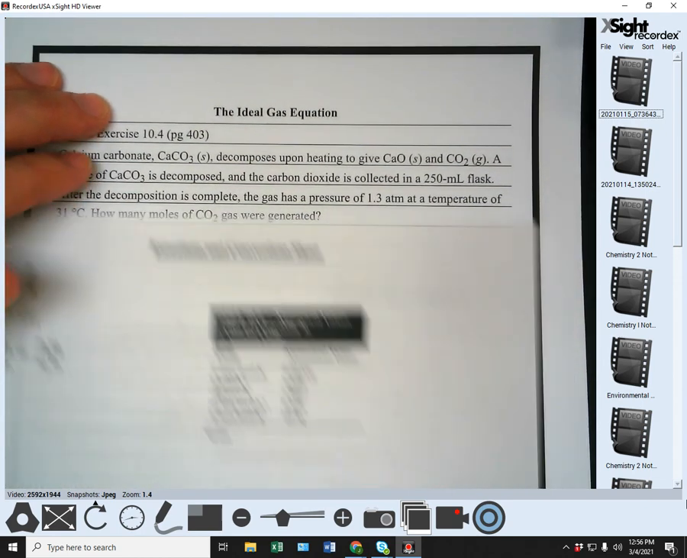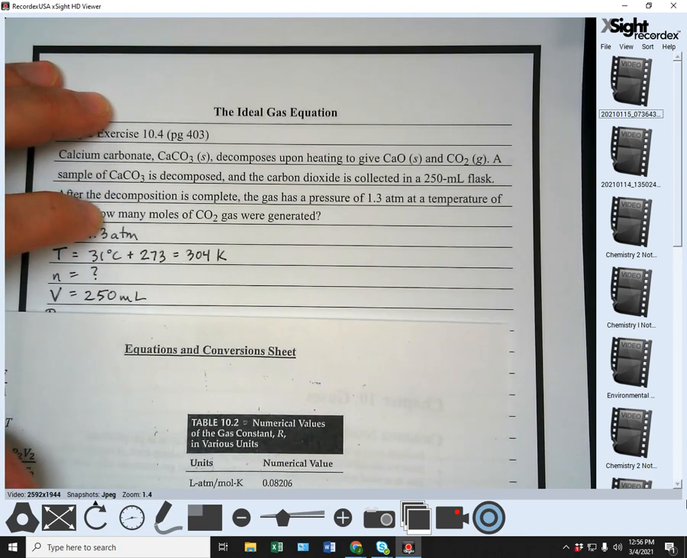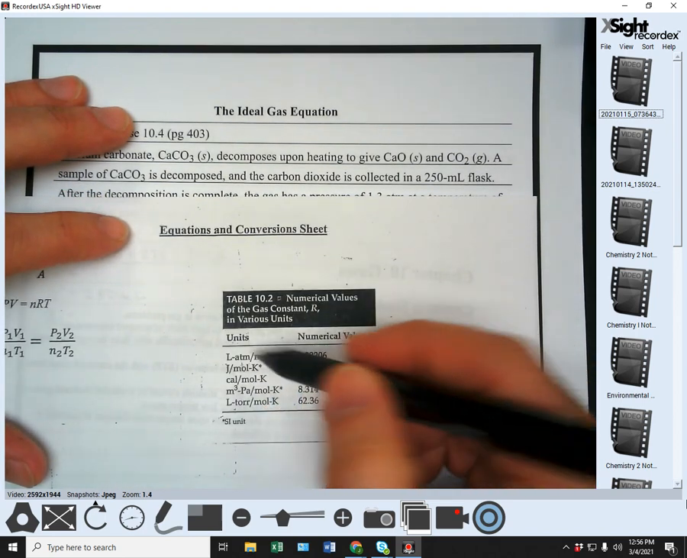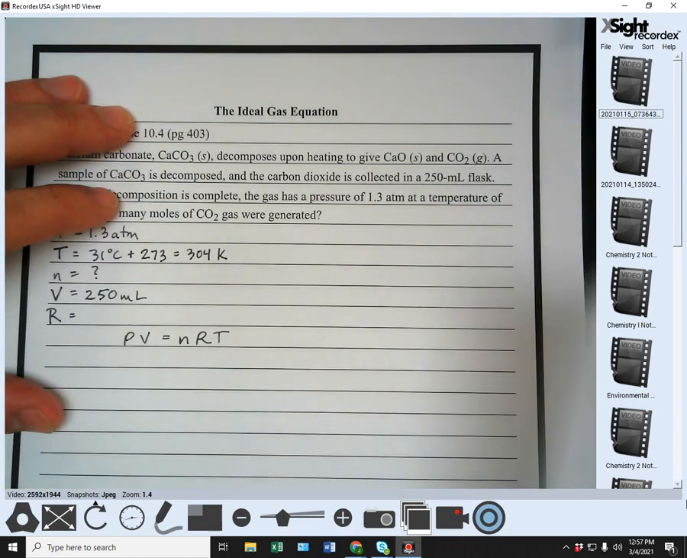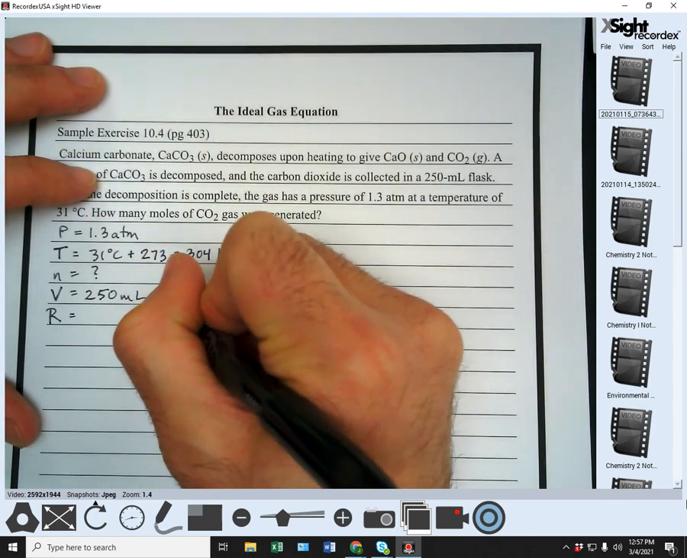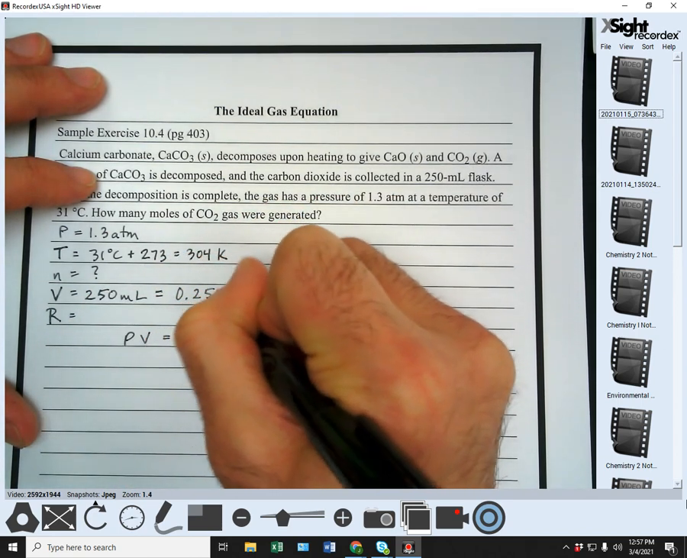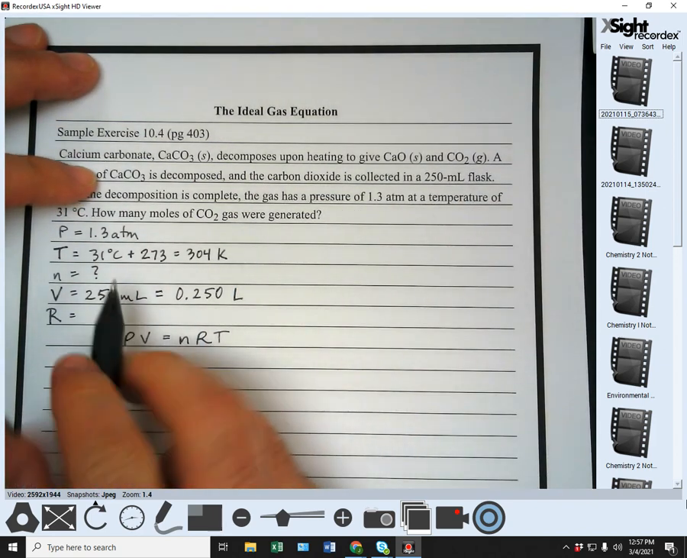So if we look, do we have one that has atmospheres in Kelvin, and well, they all should have Kelvin. So atmospheres in milliliters, no, we don't have one with atmospheres and milliliters, but we do have atmospheres and liters. So we can convert our volume from milliliters to liters by just moving the decimal 3 to the left. So 0.250 liters.